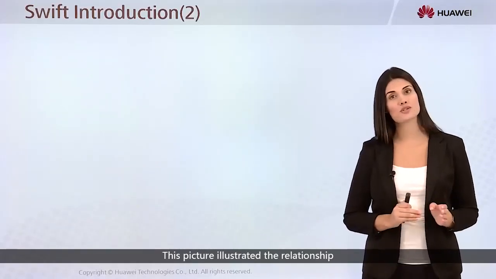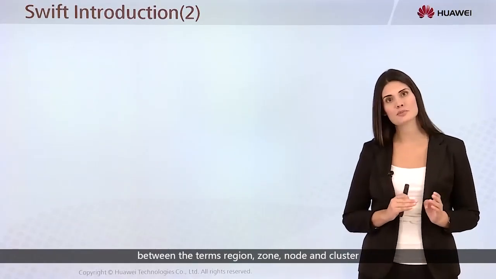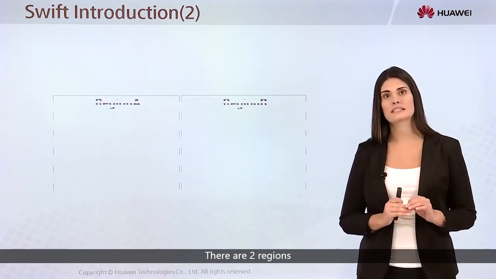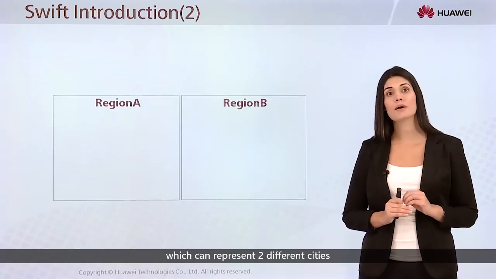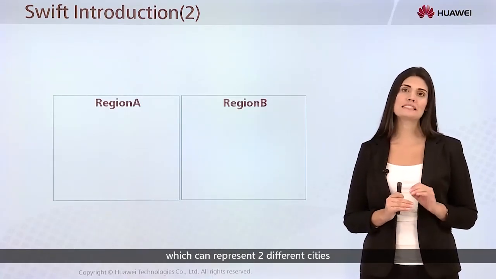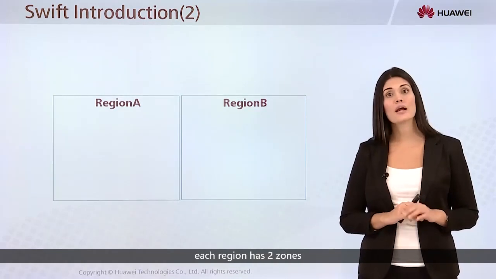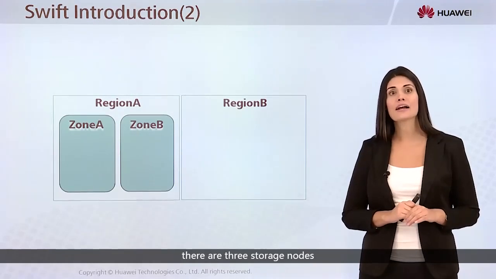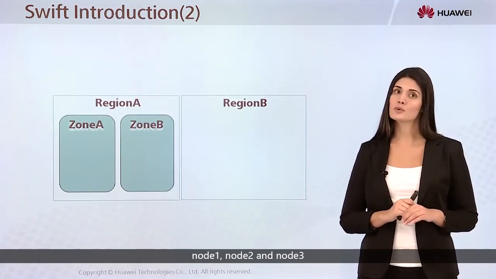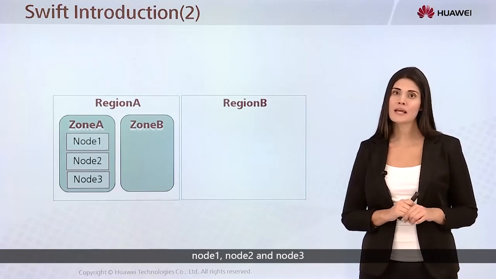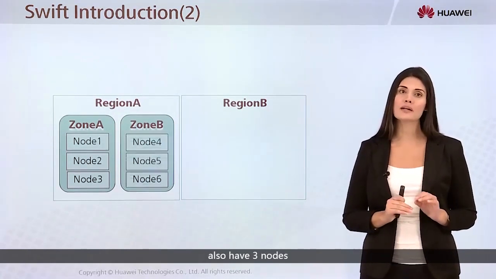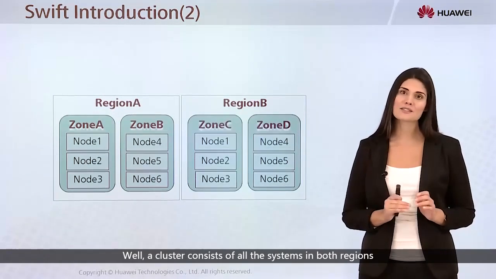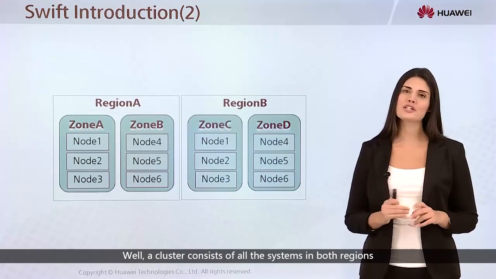This picture illustrates the relationship between the terms region, zone, node, and cluster. There are two regions, region A and region B, which can represent two different cities. Considering redundancy, each region has two zones. In availability zone A there are three storage nodes, node 1, node 2, and node 3. In zone B, there are also three nodes. The same structure applies to region B. Well, a cluster consists of the systems in both regions.